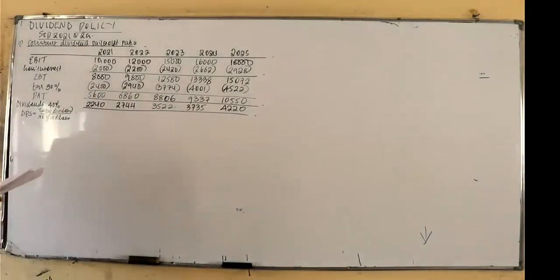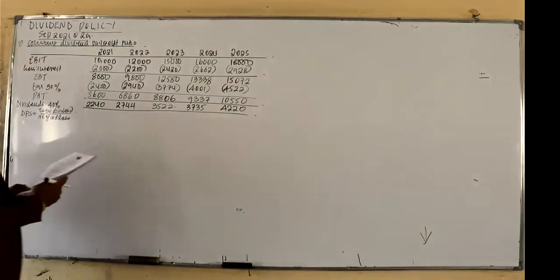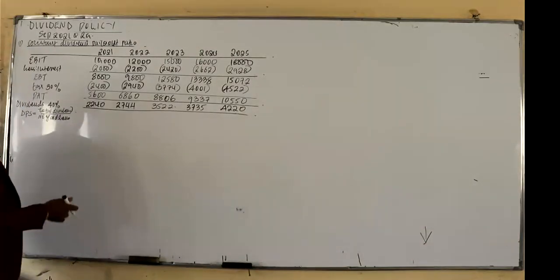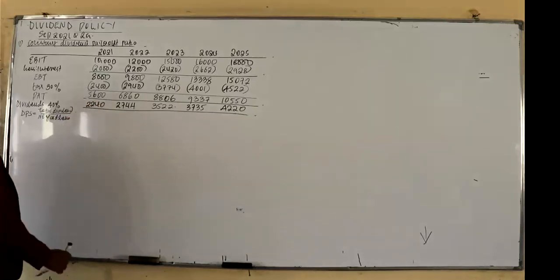So we are told in number 4 that we have 10 million ordinary shares. So divide by 10,000: 2,240 divided by 10,000, you get?